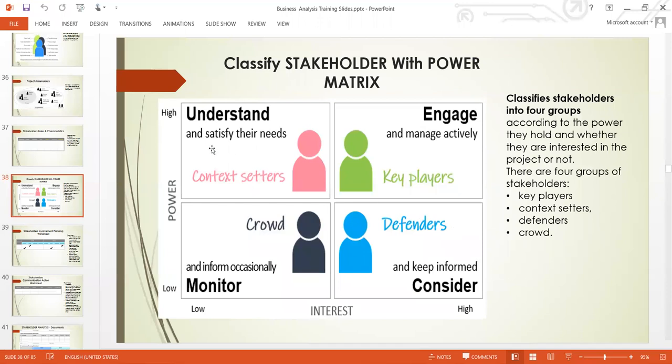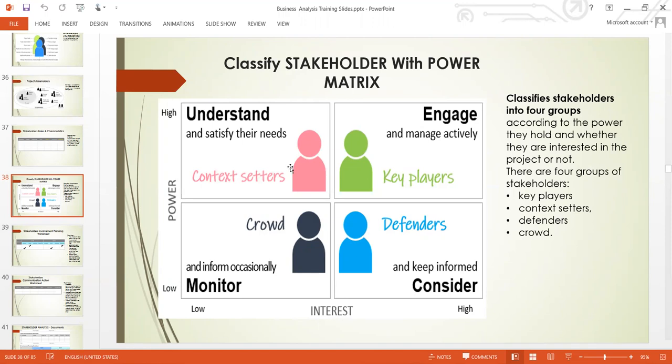Under this high interest, high powered category, we have two groups, which are context setters and key players. These are the high powered stakeholders. And these are the people you should focus so much attention on to make them happy.